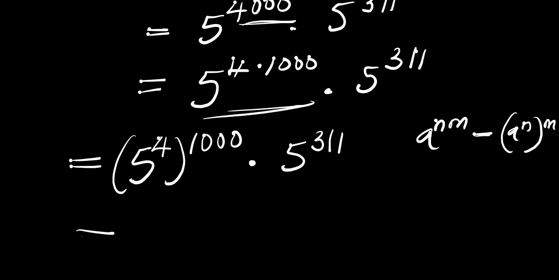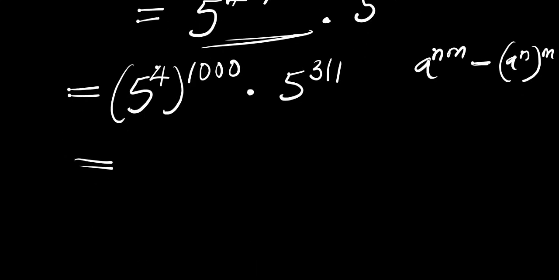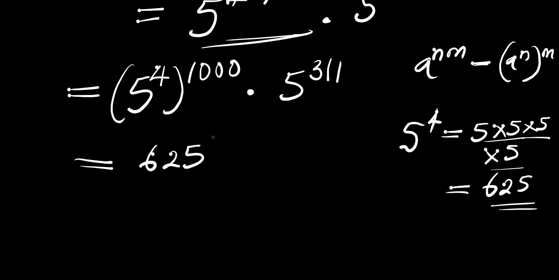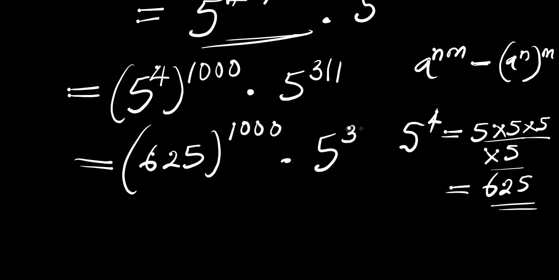Now, the next thing we are going to do is find the value of 5 raised to the power of 4. This simply means 5 in 4 places, which is 5 times 5 times 5 times 5. And this will give you 625, because 5 times 5 is 25, 25 times 5 is 125, and that times 5 is 625. So we have 625 raised to the power of 1000 times 5 raised to the power of 311.